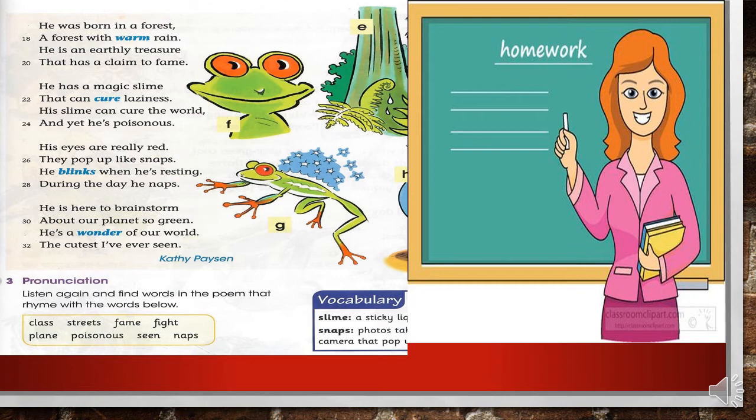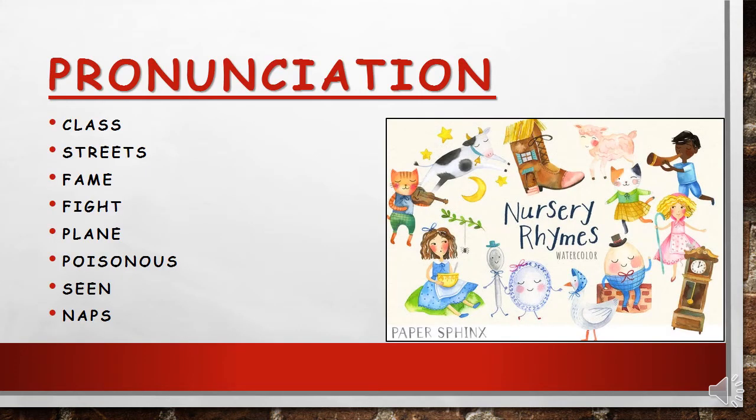So let me go now to the pronunciation activity. In the pronunciation activity here, you have a group of words, and I want you to read them carefully and find the rhyming words for these words. And to remind you, the rhyming words are words with the same sound, but still they are different in meaning. Now the words are class, streets, fame, fight, plane, poisonous, scene, nabs.